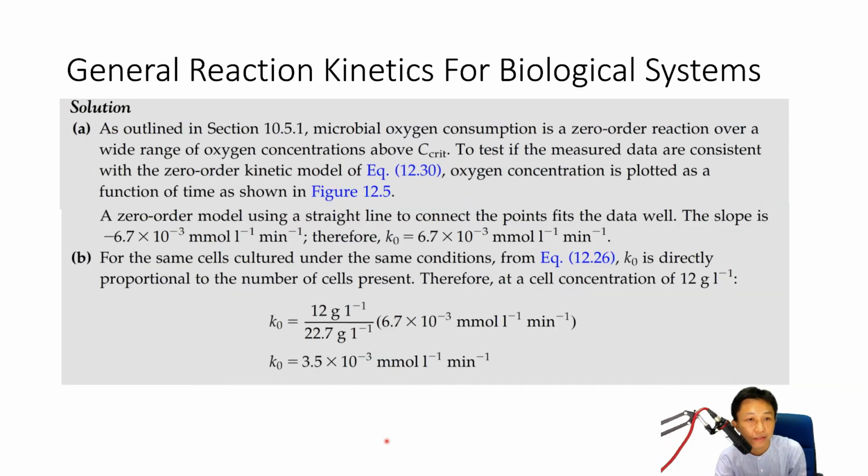First, we have zero order. Okay, we plot. Using the straight line, the slope is minus k, and then k is this one. K0 is this one. Okay, this is K0.